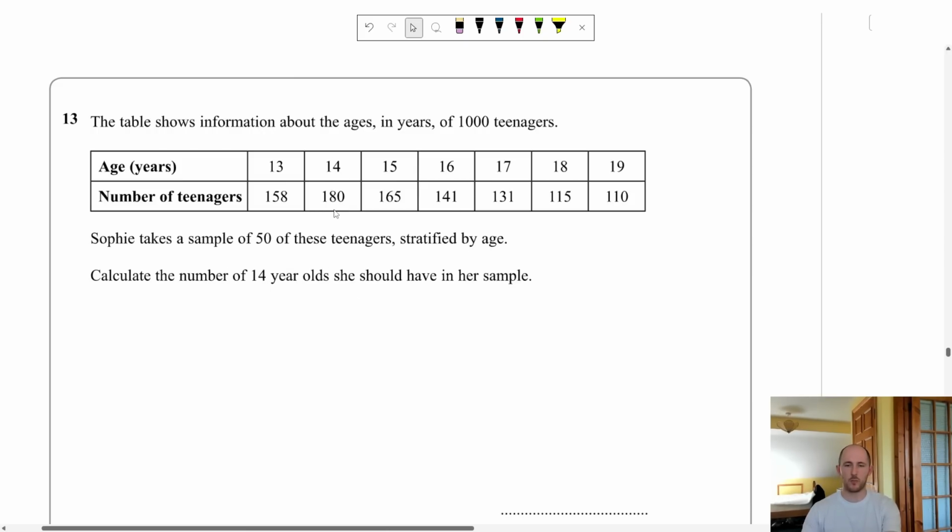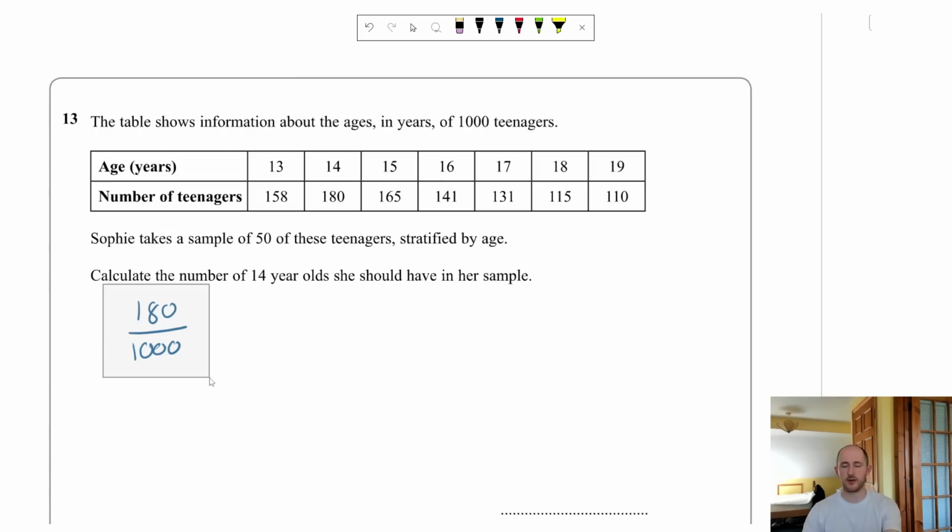So there are 180 14-year-olds out of 1,000 total people. That is the fraction of people that are 14 years old in this sample. Sorry, not in the sample, in this group of teenagers. Then we're just taking that fraction of 50. So we could simplify it a little bit, cancel out a 0. We can make that 9 out of 50. Any simpler than that? Let's say 9 out of 50.